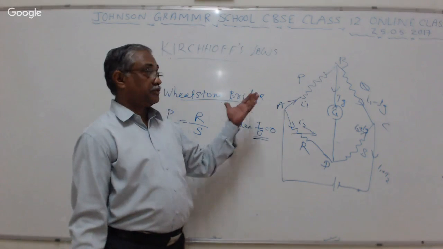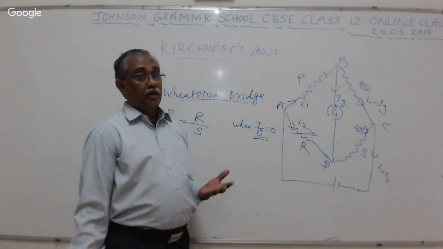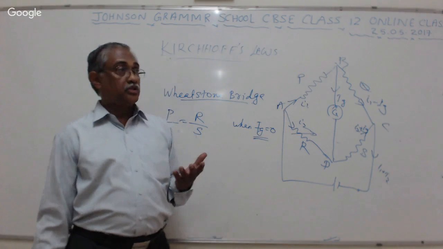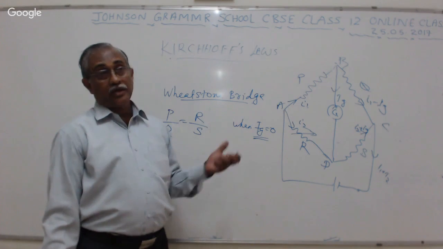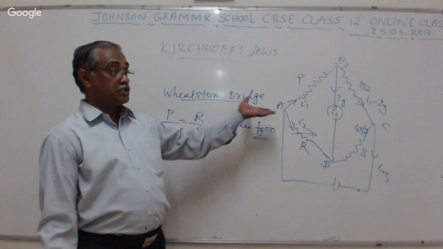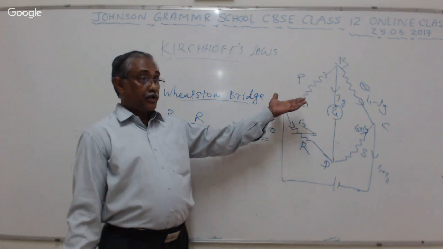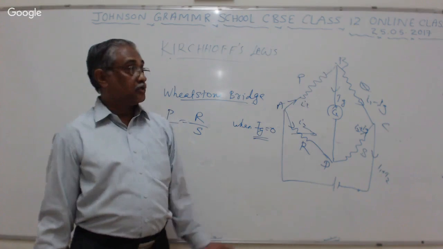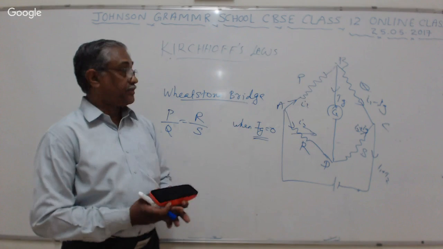Okay, so both these rules will be used when you are not able to solve the equation by using Ohm's law. In a complicated circuit, we use equations to find the current in the circuit or the potential difference in the circuit. Anything can be found.